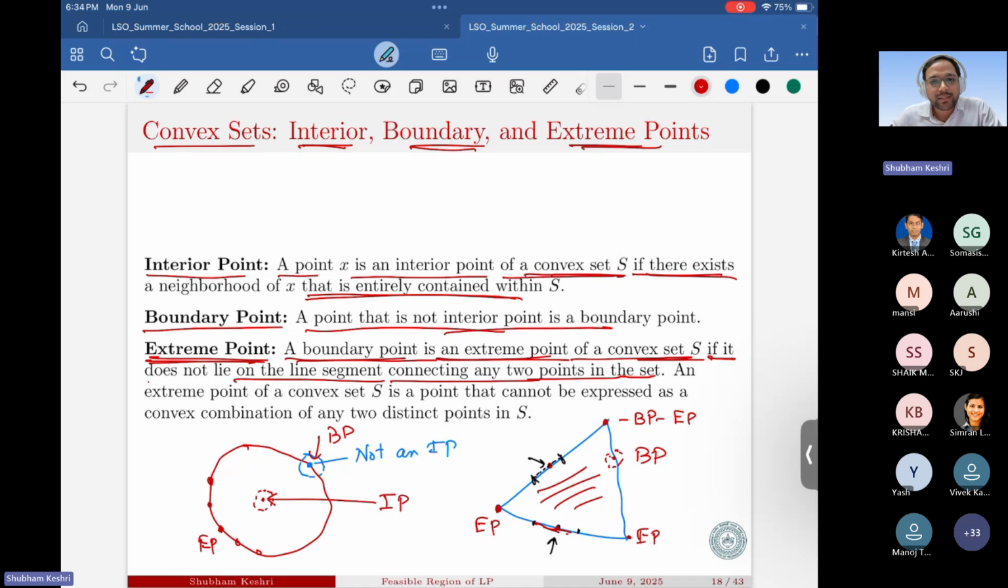So yes, Gopal is asking a question. For an interior point, is there any specific distance from that point? No. When you define a neighborhood, it is an open set. The size of the neighborhood is not fixed. It is actually a small neighborhood. Sometimes if we have some points near the boundary, and if you take a neighborhood very far from that point, then it means that point is not an interior point, right? If you take the neighborhood very close to that point, then it is an interior point.